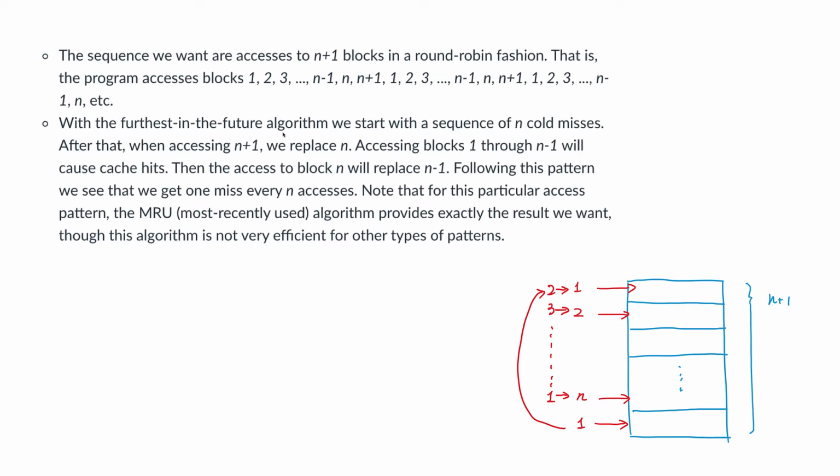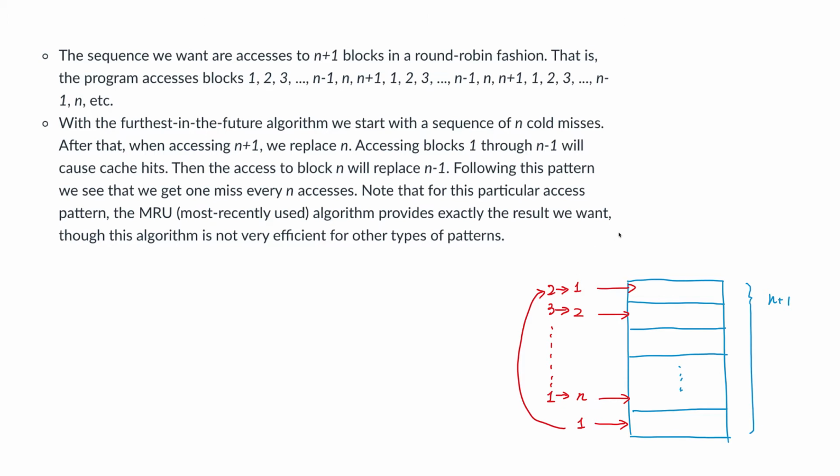With the furthest in future algorithm, we start with a sequence of n cold misses. After that, when accessing n+1, we replace n. Accessing blocks 1 through n-1 will cause cache hits. Then the access to block n will replace n-1. Following this pattern, we get 1 miss every n accesses. Note that for this particular access pattern, the MRU (most recently used) algorithm provides exactly the result we want, though this algorithm is not very efficient for those types of patterns. So this is the answer to question 1.